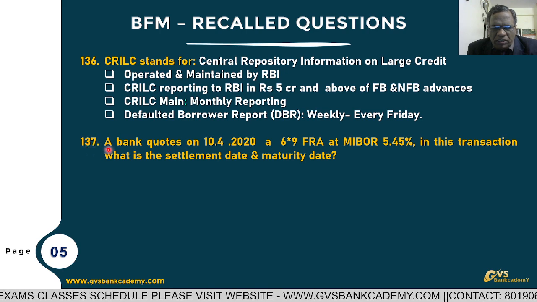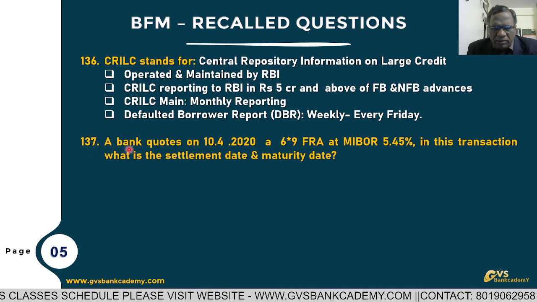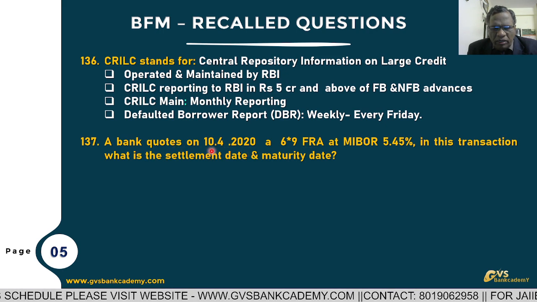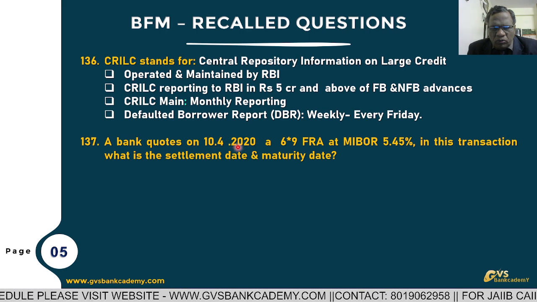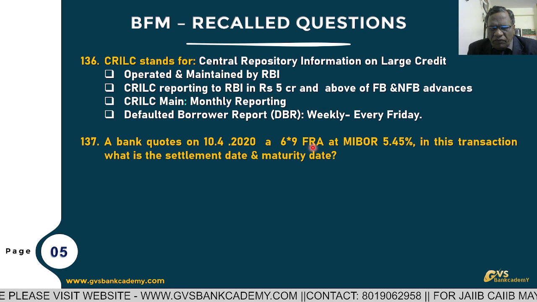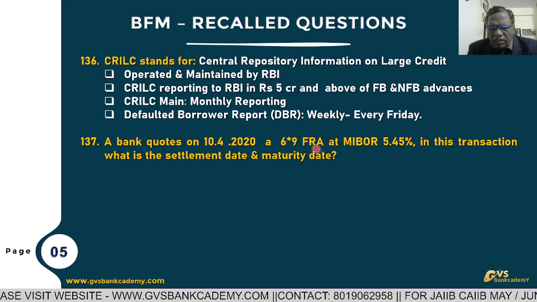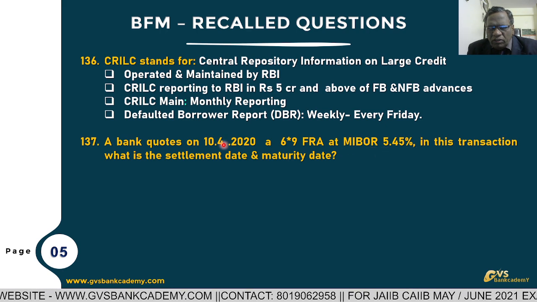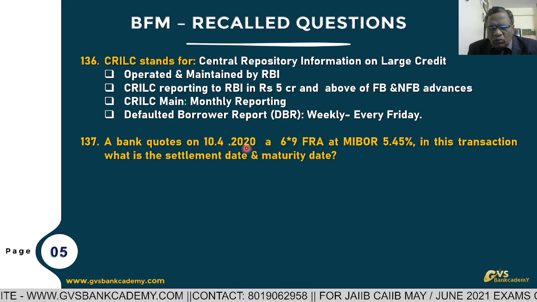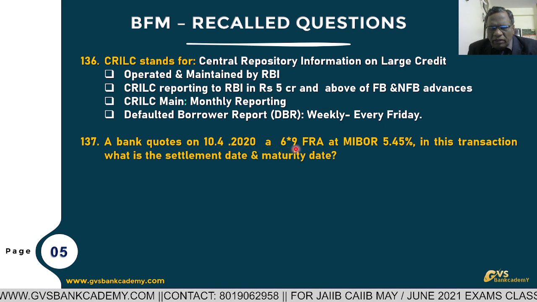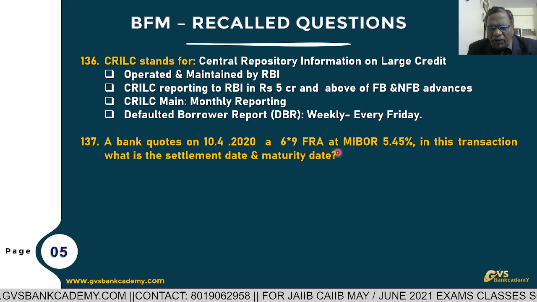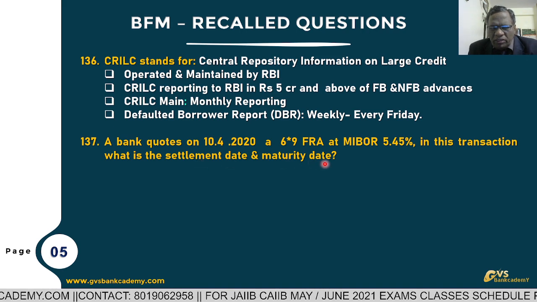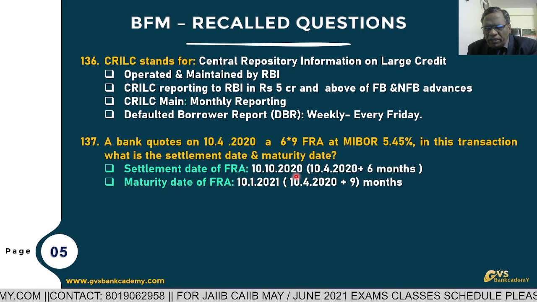Question number 137. This question is on FRA. A bank is giving a quote on 10/4/2020, 10th April 2020, for a 6 into 9 FRA. FRA means forward rate agreement. At Mumbai Interbank offer rate 5.45. So the bank is offering a quote on 10/4/2020. 6 into 9 means 6 months into 9 months FRA. In the transaction, what is the settlement date? What is the maturity date? Very important and very difficult also.